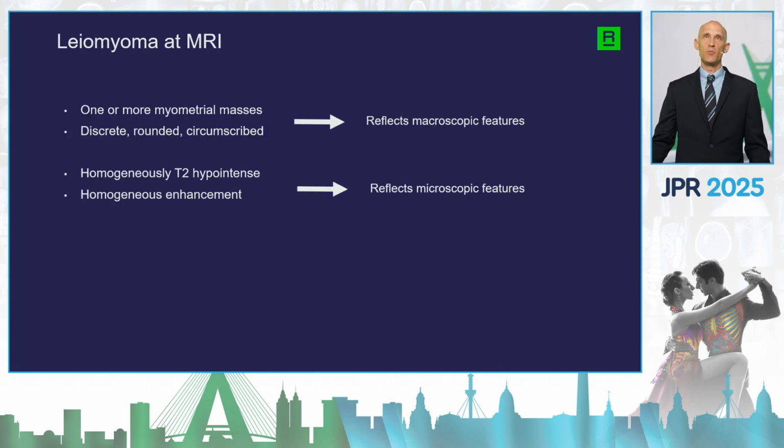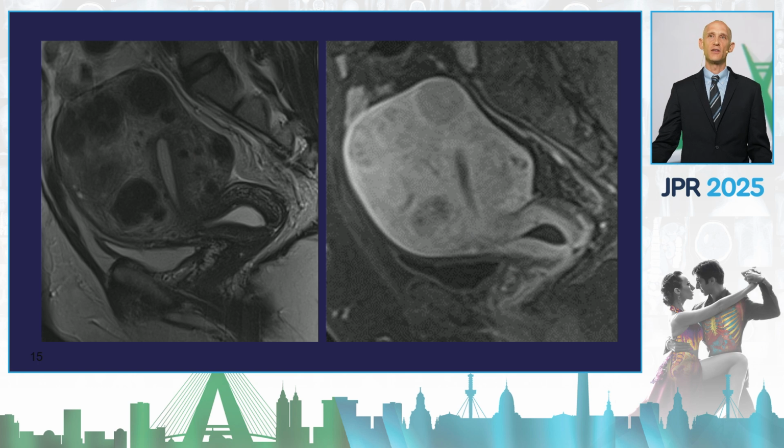Now what about at MRI? Well, the MRI can allow us to look at both macroscopic and microscopic features of your typical fibroid. So macroscopically, we expect to see one or more myometrial masses. Again, they should be discrete, rounded, and circumscribed. The microscopic features will lead to the signal intensity, so we expect to see homogeneously T2 hypointense lesions that show relatively homogeneous enhancement.